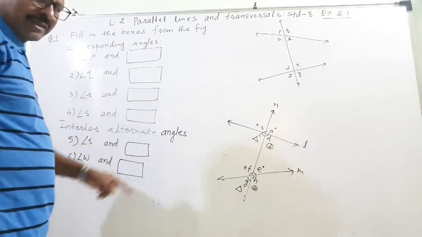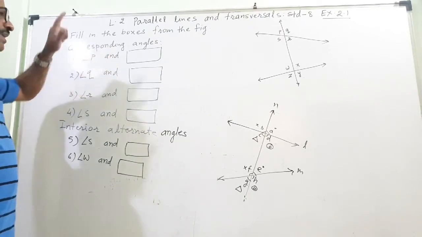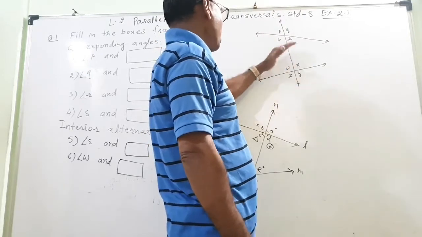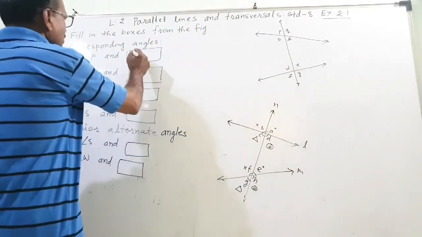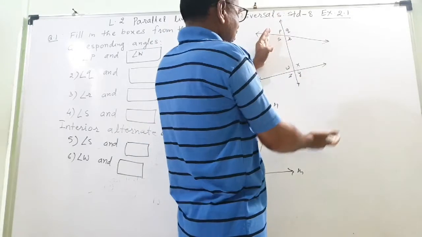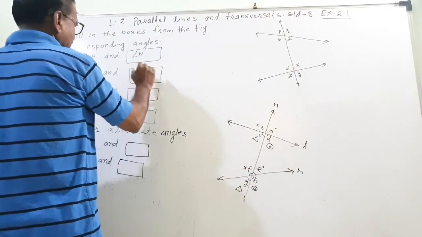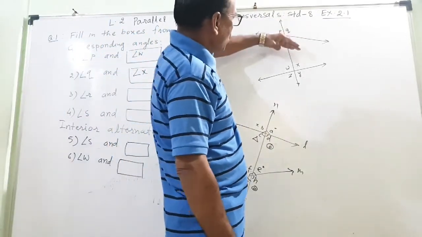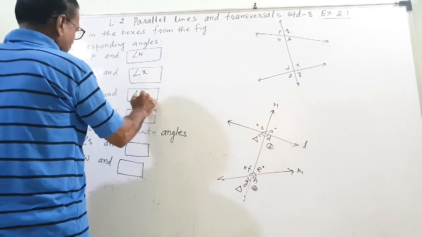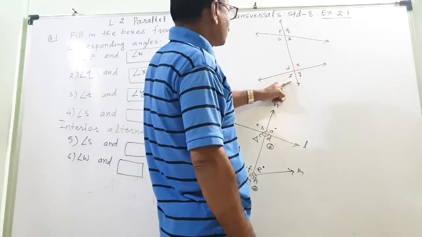The same question is here that we have to see. Now angle P, I have to search its corresponding angle. Angle P is here, above on the left. So here also I have to find above on the left. So who is that? P and W. So the first box will be angle W. Then Q, above on the right. Here also I have to find above on the right. So X. So Q and angle X. Now R. R is below on the right. So the same position angle here is Y, below on the right. So R and angle Y. Similarly S, below on the left. So here also below on the left. So S and Z.